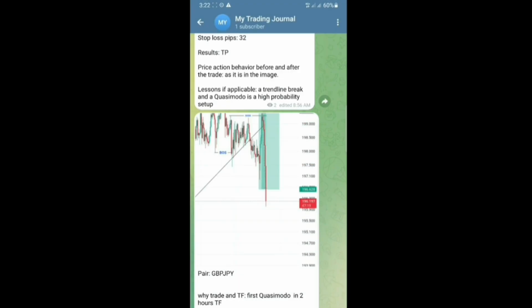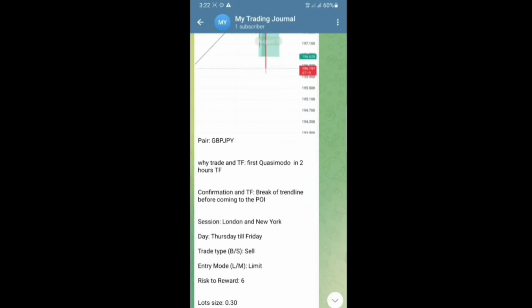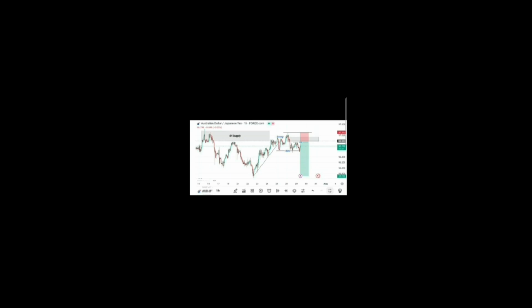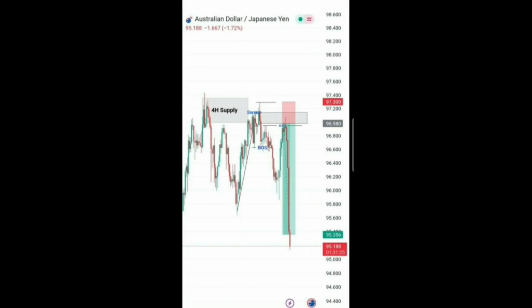If you go to my trading journal, here was the trade I took last week. I dropped it on my trading journal that I have on Telegram. So this was another trade I took on AUDJPY. As you can see, here is a trend line break, and after the trend line break, we have Quasimodo. So this was the screenshot before I took the trade, and this was the screenshot after taking the trade.